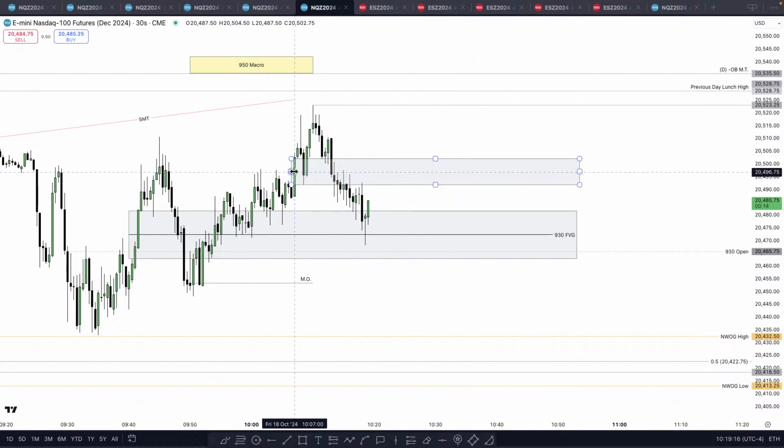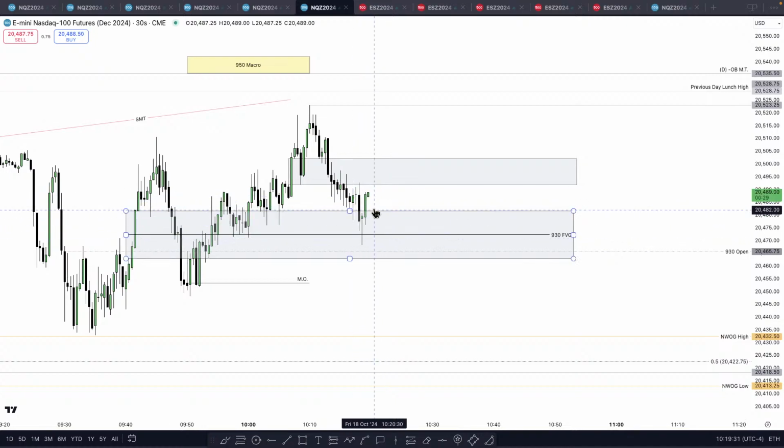So see how this 30-second, again, this BISI was utilized to send us higher. That was its initial state of delivery. We closed below, and it sent us lower to clean up some of these lows and refer back to the 930 fair value gap. Now, right now, this is not the type of reaction you want to see after testing that, right? We mentioned we want, okay?